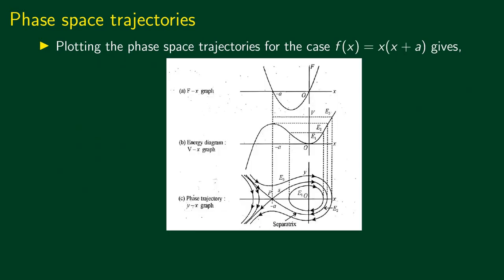As an example, here we have plotted the phase space trajectories for the case f of x is equal to x into x plus a. Corresponding to this we can find the potential energy curve. This is simply the integral of f of x dx from 0 to x, which would give you V of x, the potential energy curve. The potential energy curve would be something like this.